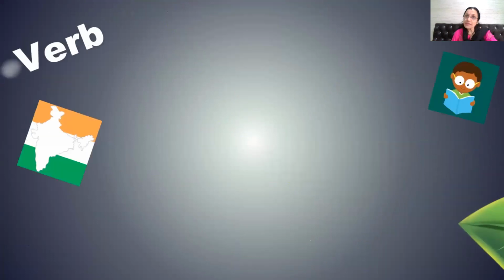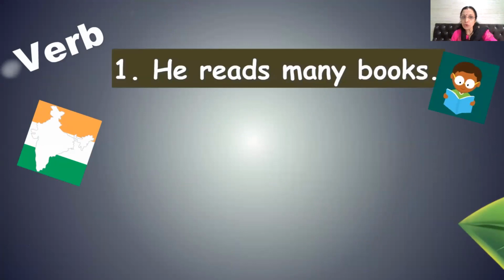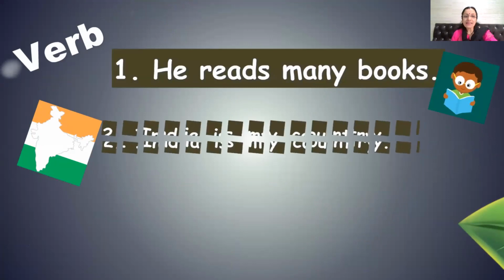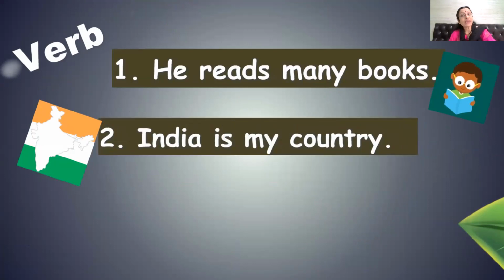Okay. What are verbs? We all know: action words. Or a state of being. I'll give you an example here. He reads many books. And the next one is India is my country.